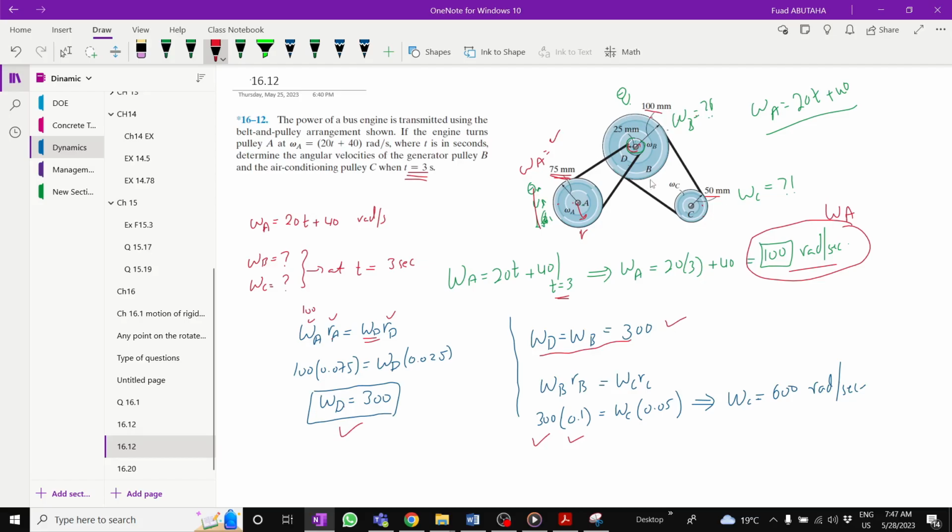Now we link B with C using the radius: omega B times the radius of B is equal to omega C RC. Omega B is already calculated, 300, the radius is given, omega C is required, and RC, the radius of C, is already given here as 0.05 because we converted to meters. So the only thing missing is omega C, which we can calculate. This is the easiest question. This is the type of question that we can expect during the exam or the homework.